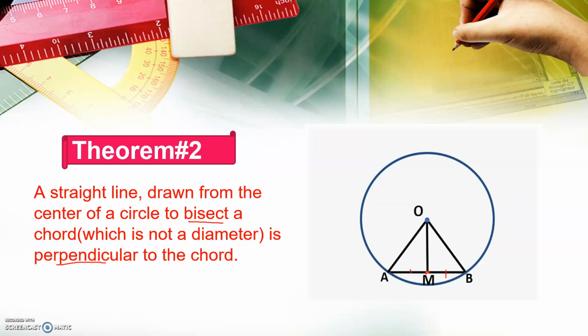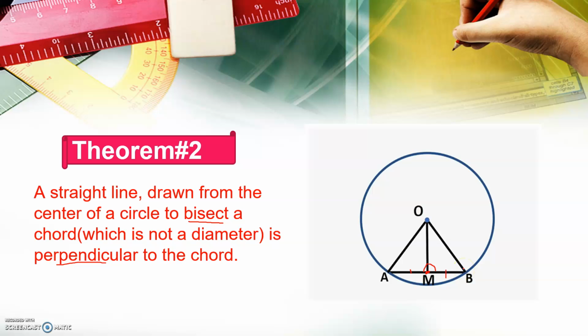because if M is the midpoint, then the line segment OM will cut the chord AB into 2 equal parts. Now we have to prove that OM is perpendicular to the chord AB. So if we prove that the line segment OM makes an angle of 90 degree with the chord AB, then we will automatically prove that OM is perpendicular to the chord AB.